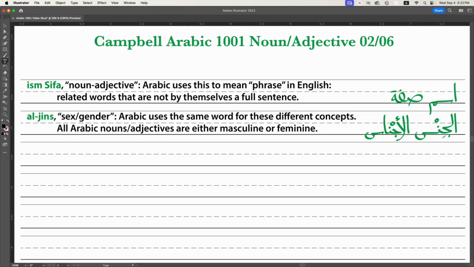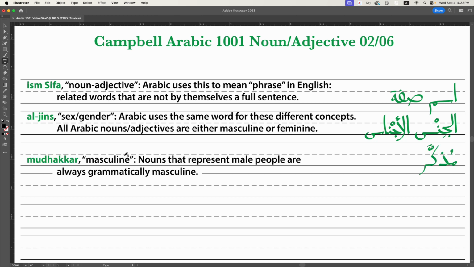In Arabic, there are only two genders, masculine and feminine. We don't have an it like we do in English. There are no neuter nouns. In English, the vast majority of nouns are neuter. In Arabic, all nouns are either masculine or feminine.